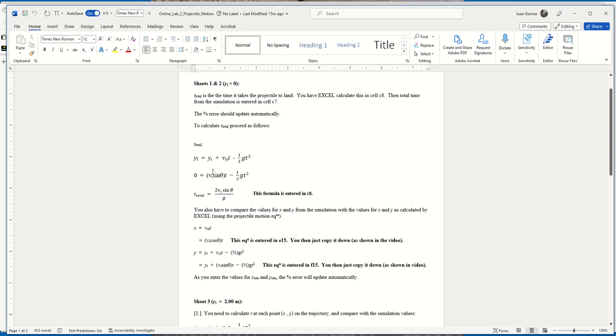Now, what I want to do is solve this equation for t, and it's going to give me the total time, because that's when it starts at a height of 0, and the total time is when it lands, when y final is 0. So if you solve this equation for t algebraically, you're going to get 2 vi sine theta all over g. And what I've done is I've taken this formula and entered it in cell C8.